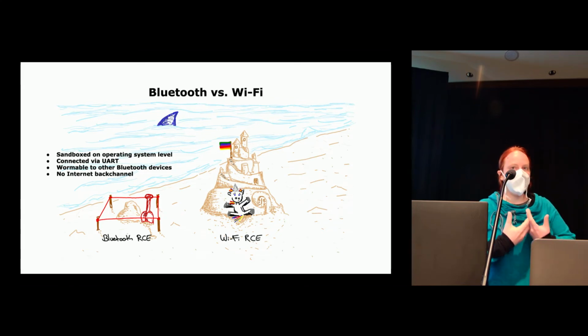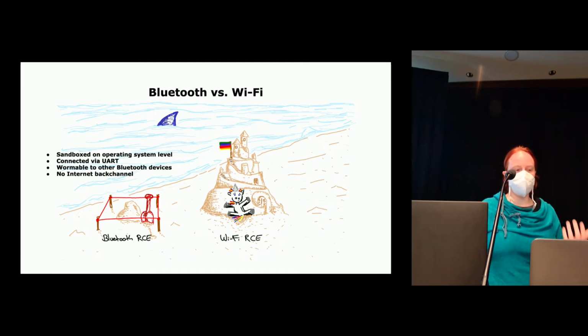And then the escalation to the operating system is also complex because it's connected via UART. That's a very limited serial protocol, so probably programmers will not make that many mistakes in the driver. But Bluetooth is interesting, like it's wormable. You can initiate a connection and receive a connection, so you could build a Bluetooth worm, but then this worm is like unstoppable, like it has no internet back channel, so yeah, I don't know, but it has interesting properties.